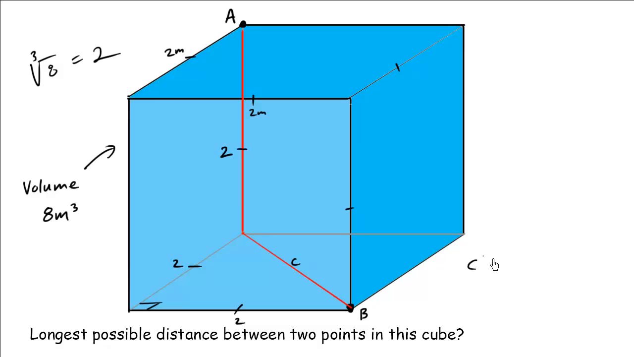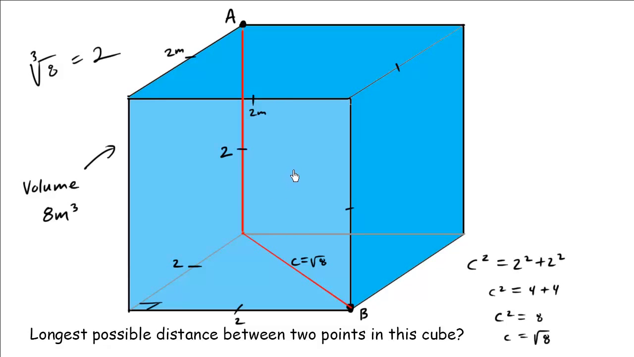So we can say that C squared equals 2 squared plus 2 squared using the Pythagorean theorem. So C squared equals 4 plus 4. So C squared equals 8. C equals the square root of 8. So this here is equal to root 8 meters.